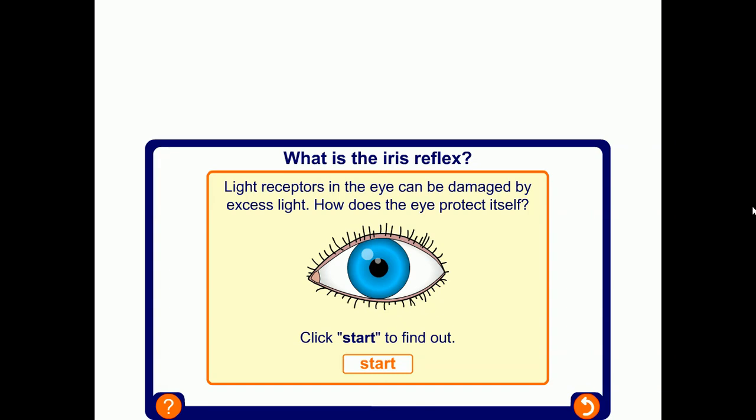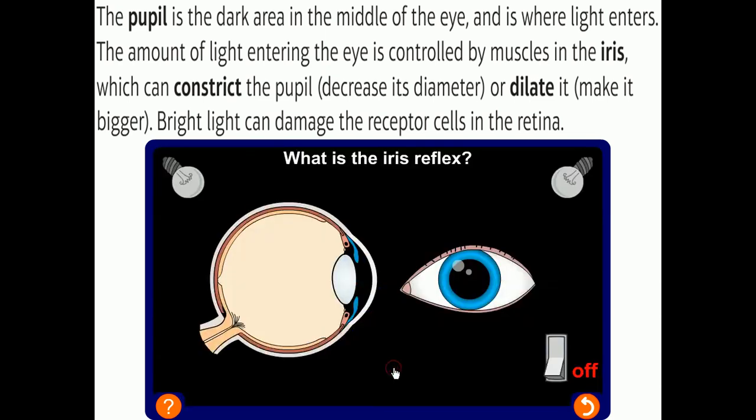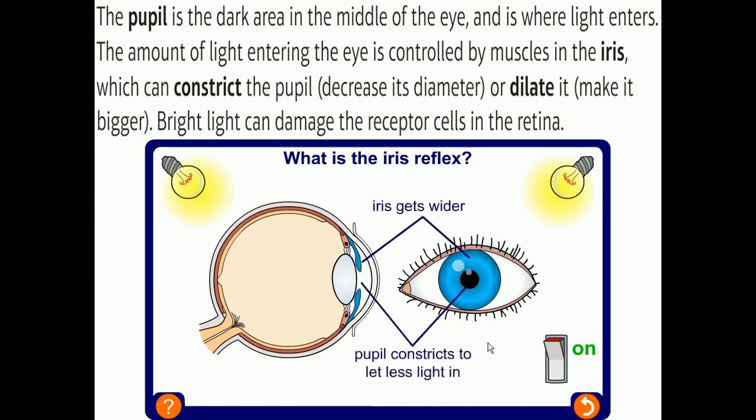Light receptors in the eye can be damaged by excess light, which is one of the reasons why you shouldn't look at the sun. So how does the eye protect itself? It does something called the iris reflex. In the iris reflex, when there's bright light, there is a change in the size of the pupil, and this means that the pupil constricts so that less light enters the eye, so they're not damaged. The reason why the pupil constricts is because the iris gets wider.